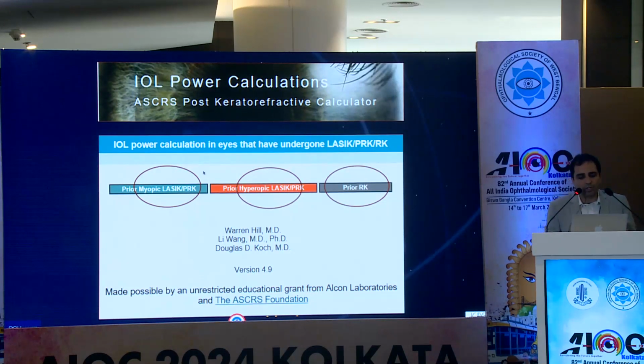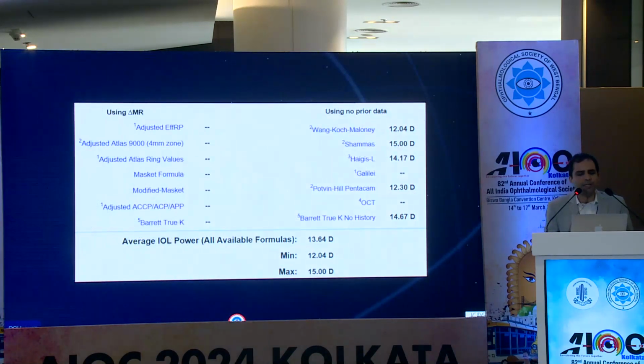So basically you go onto the website, it's a free formula, and choose what kind of prior refractive surgery has been done, whether it's an RK, hyperopic LASIK or a myopic LASIK. Based on the number of data inputs that you give, with the number of machines that you have, you will get the calculations done by the different formulas that are there. And out of all of that, it will also give you a minimum, maximum, and an average of all the formulas. So it allows you to pick and choose.